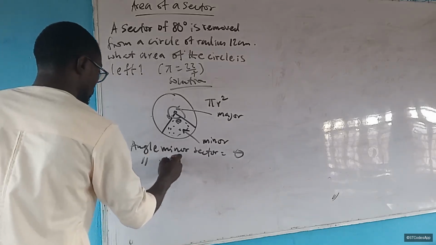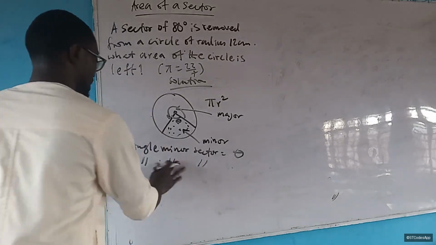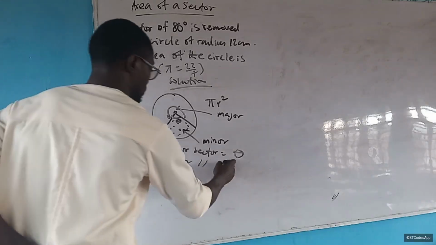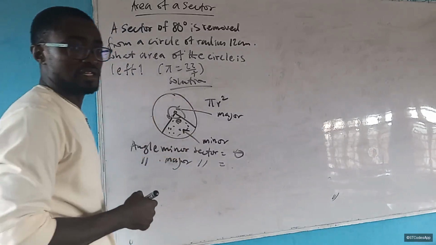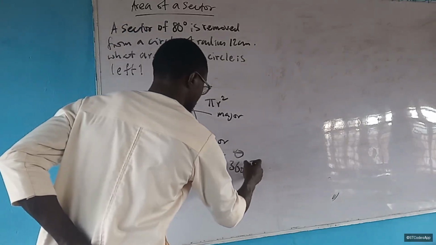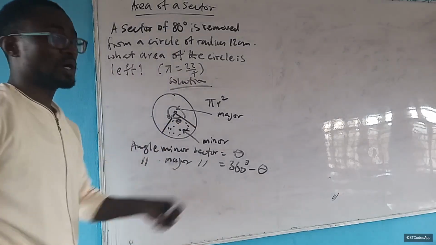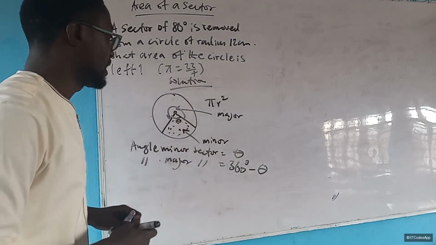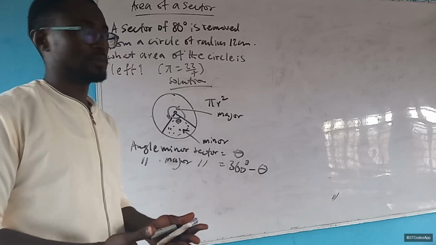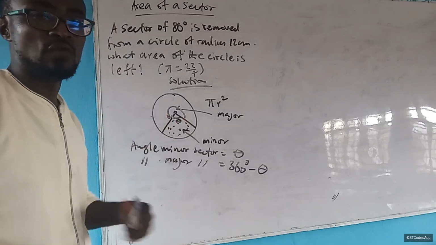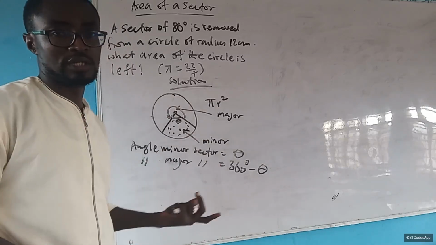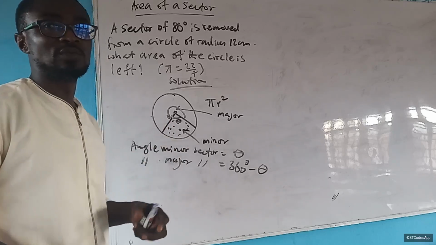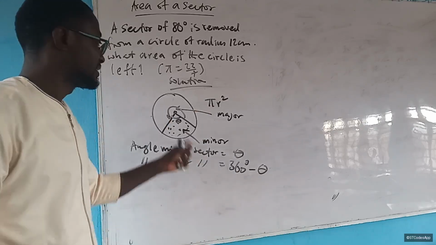Now, angle of minor sector and angle of major sector. Angle of major sector will now be equal to what? Total angle we have in the circle is 360. That will be 360 degrees minus what? Theta. So that will give us the angle of this major sector. Now, if the total angle is 360 and we are taking a fraction of that angle from the total area of this whole circle, what is the area of that fraction that is taken out with respect to the angle that it corresponds to?